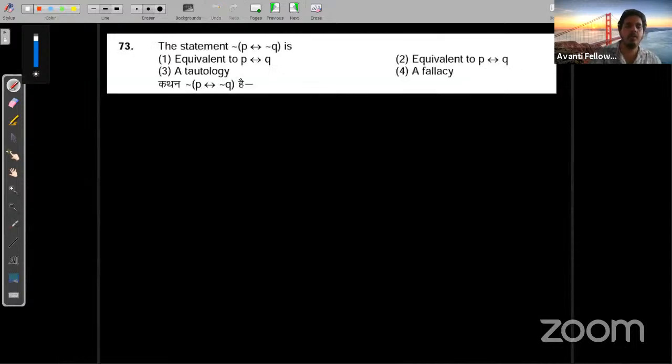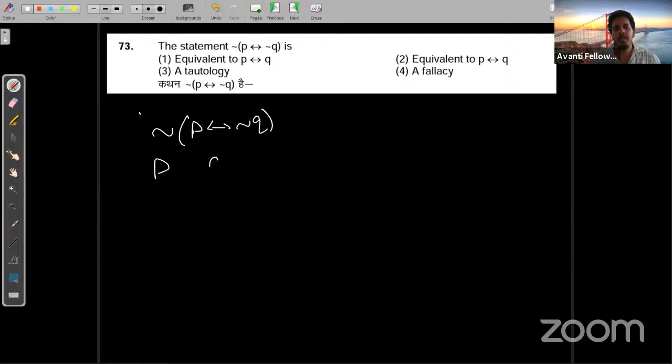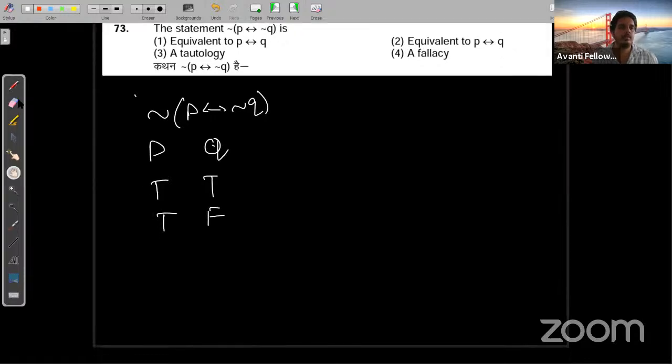Now how to do this one? This is a very easy question. What is the negation of P double implies negation of Q? So now tell me, guys, if I'm taking P and Q as true, true; true, false; false, true; false, false. Okay. Now tell me, what is negation Q? It will be false, true, false, true. Okay.